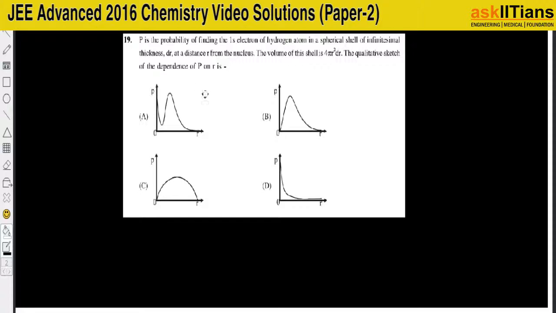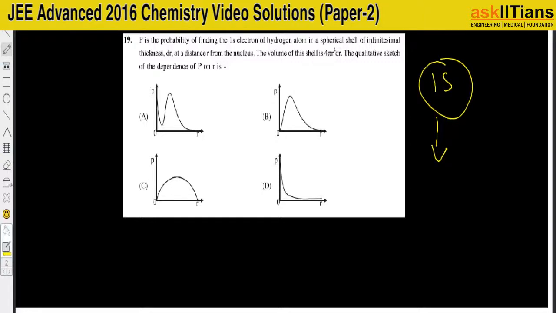You guys know that if I have 1s, the l value is 0, so the nodes which will be formed are n minus 1 only, and n is 1, so there will be no nodes, not the radial nodes I'm talking about. And also the angular nodes, if we talk about them, will also be 0. So if I'm looking for the probability, 1s is spherical in nature, right? The shape is spherical in nature.